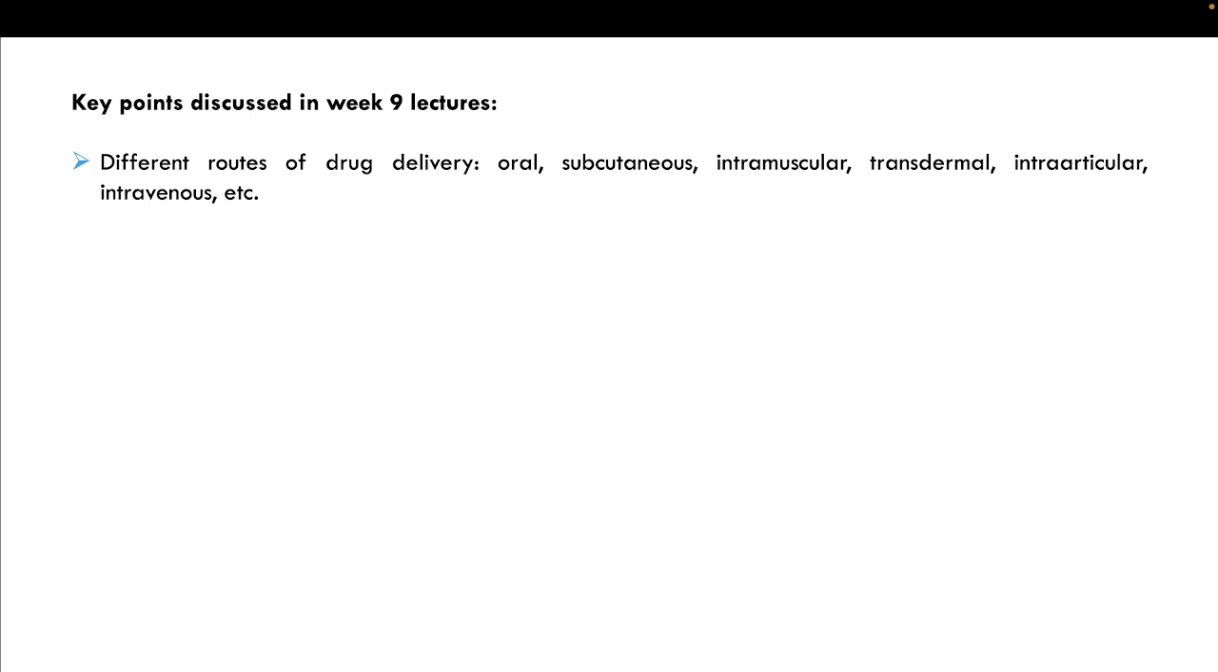Next, we discussed intra-articular. This is nothing but delivering drugs directly to the joints. It becomes most prominent in the case of knee joints, for example, for the treatment of osteoarthritis. This is very specific, and trained personnel have to do it. Patients mostly cannot self-administer these types of routes. And then lastly, we discussed intravenous.